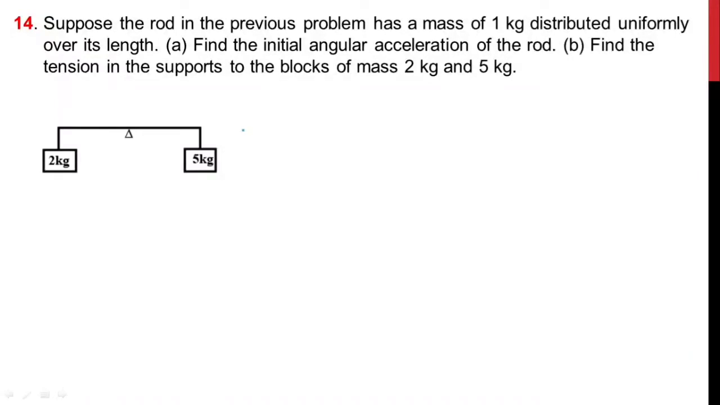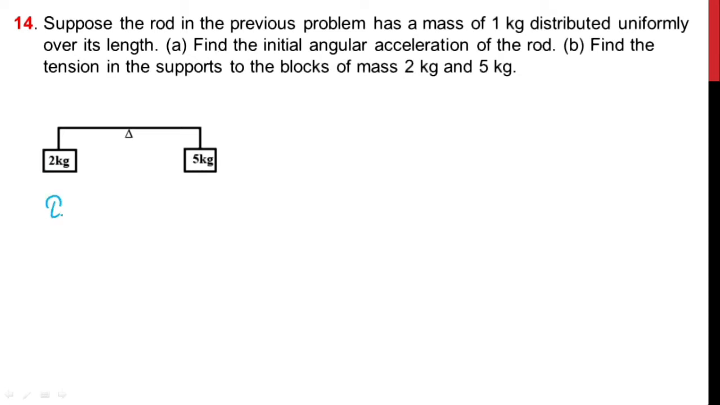Hello everyone. Suppose the rod in the previous problem has a mass of 1 kilogram distributed uniformly over its length. Find the initial angular acceleration of the rod and find the tension in the support to the blocks of mass 2 kilogram and 5 kilogram. So look at the diagram here. The first question is asking for the angular acceleration.